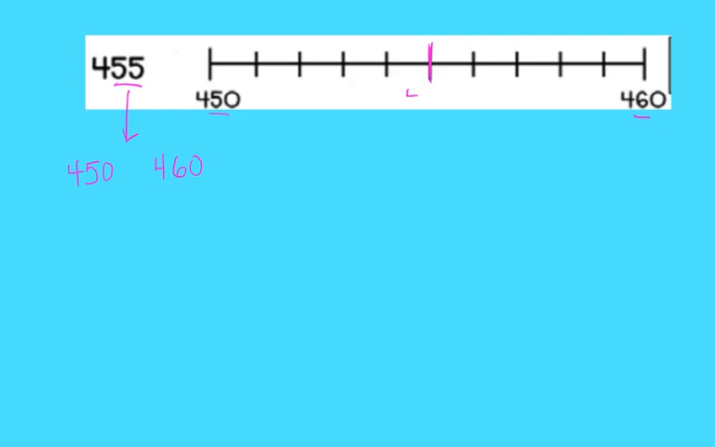So 455 would be halfway between 450 and 460. And the rule is, if it's halfway, it always rounds up. When we look at that ones place, 5 through 9 moves up the line.